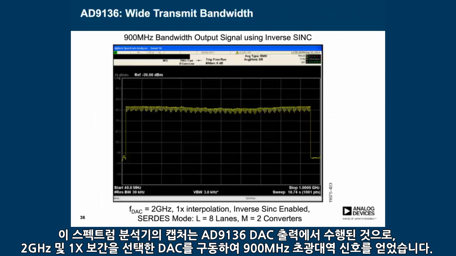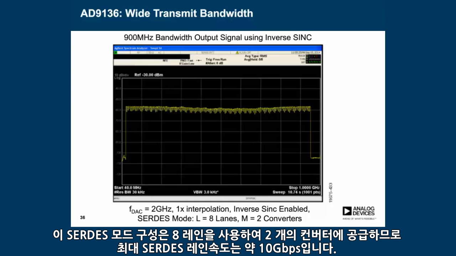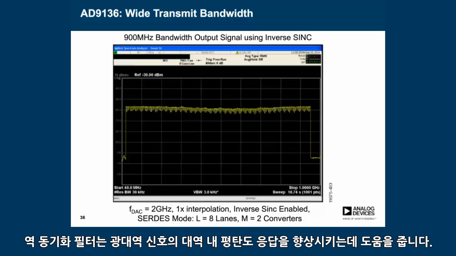The spectrum analyzer capture was taken at the 809136 DAC output. It's a 900 MHz ultra-wide bandwidth signal with the DAC running at 2 GHz and 1x interpolation selected. The SerDes mode configuration uses 8 lanes to feed 2 converters for the maximum SerDes lane rate of around 10 gigabit per second. The inverse sync filter is enabled to help improve the in-band flatness response of the wideband signal.